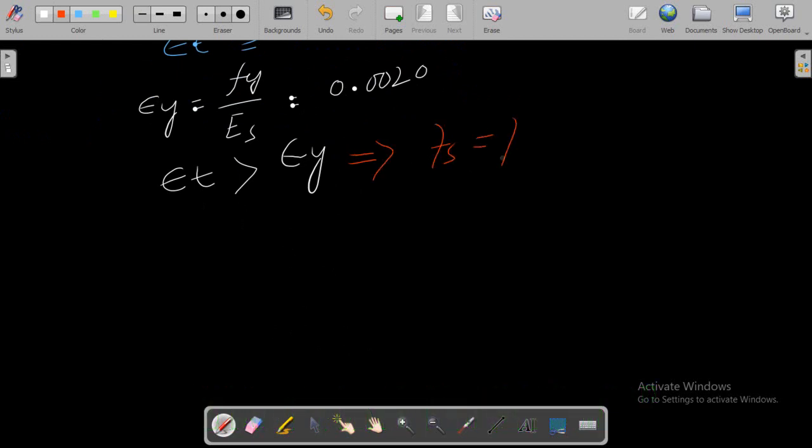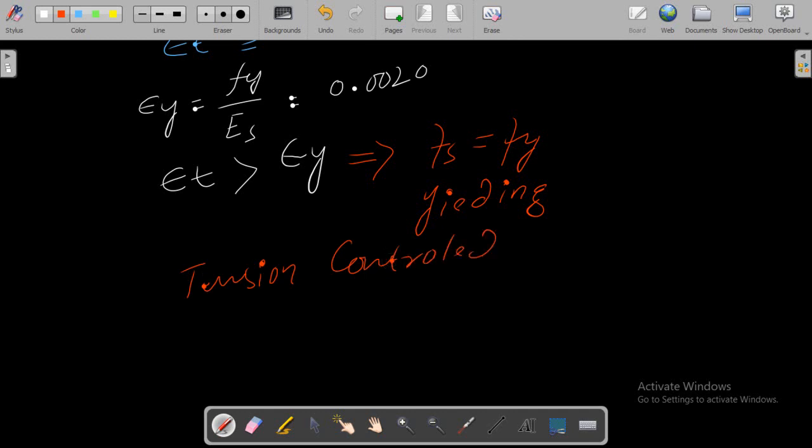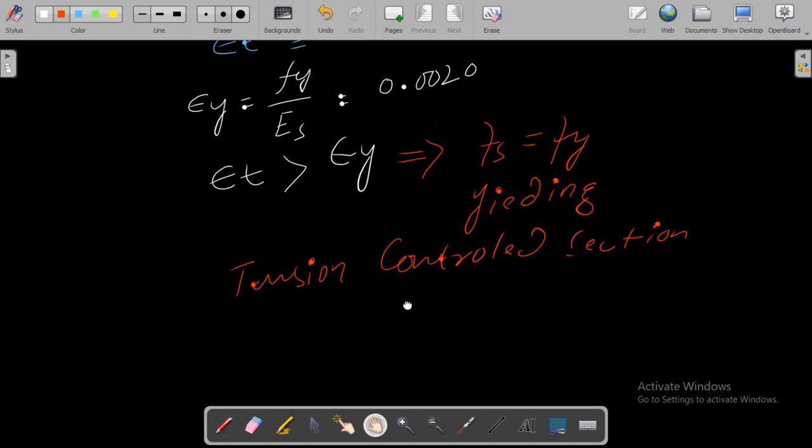Fs equals fy, and this means the steel is yielding, and the section is a tension control section. Yes, the section is a tension control section, and we can now easily find the value of Mn.